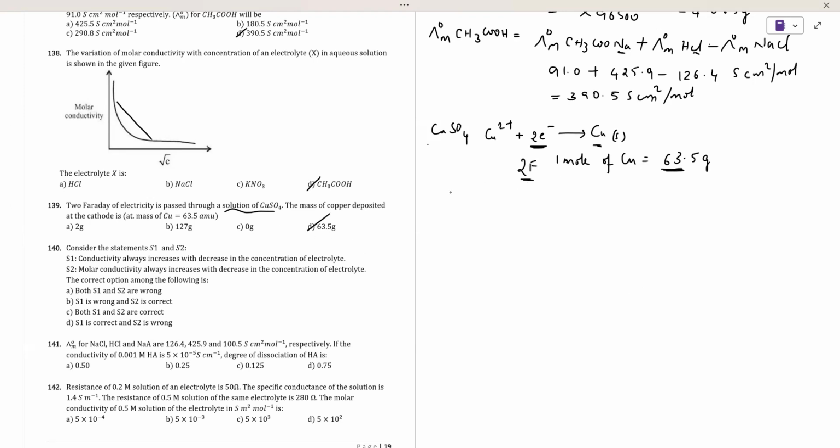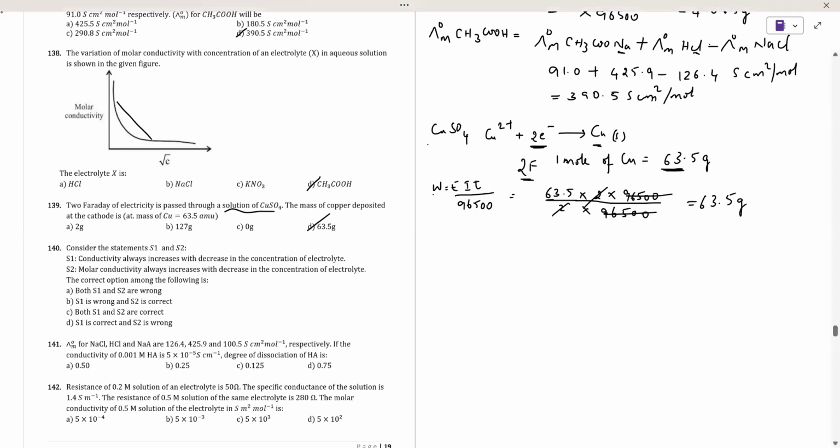Now the same question can also be solved with the help of Faraday's first law, where we know the formula W is equal to EIT divided by 96,500, and we know what the E value is in this case. E is nothing but 63.5 divided by 2, as the valence factor is 2, into the I and T values together, which they have given as 2 Faraday, so 2 into 96,500, divided by, once again from the formula, 96,500. Now this value gets cancelled, 2 and 2 get cancelled. So the remaining value is nothing but 63.5 grams. So option D only will be correct for the 139th question.